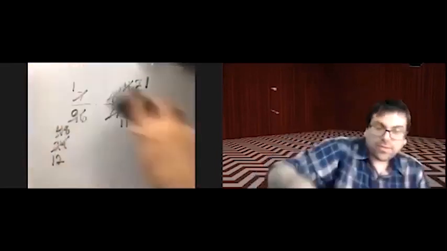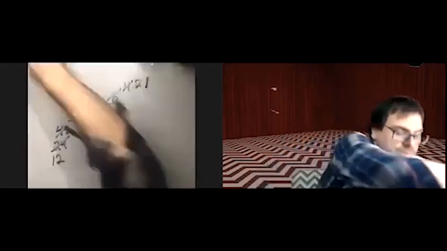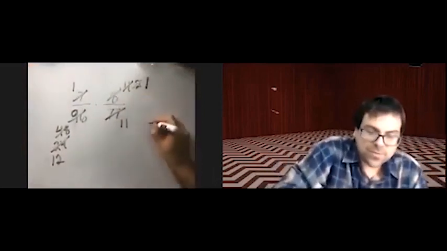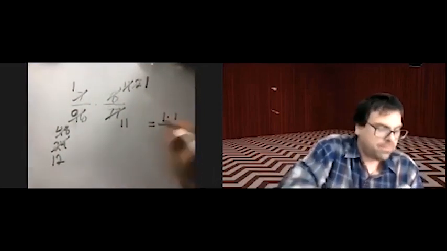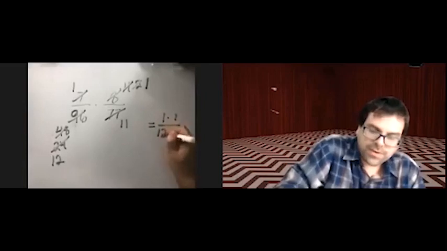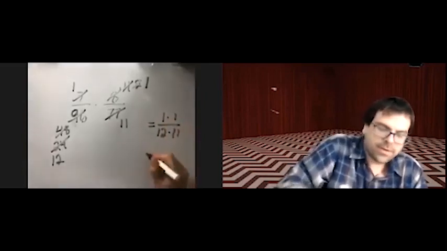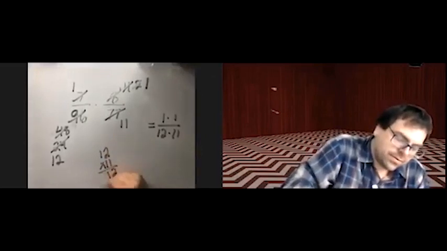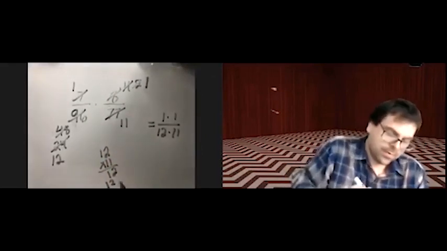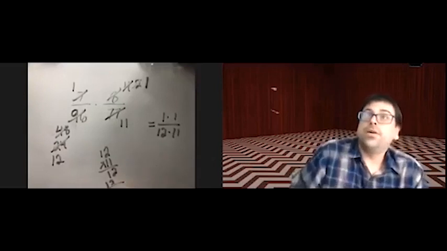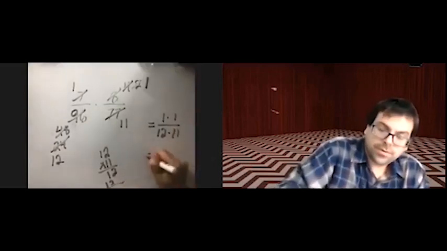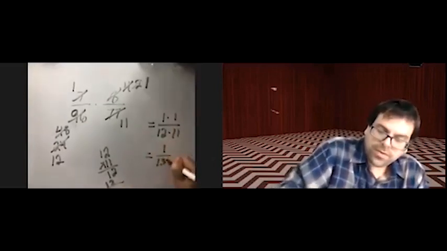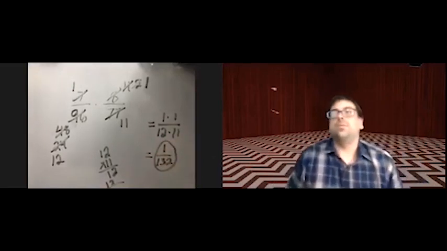What are we left with? We just have 1s on the top, so we're definitely done. 1 times 1. On the bottom, 12 times 11, and 12 times 11, 132. 1/132 would be the answer.